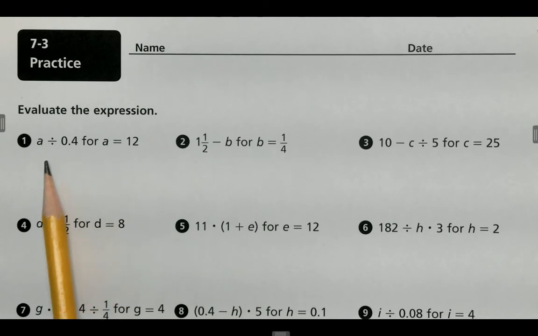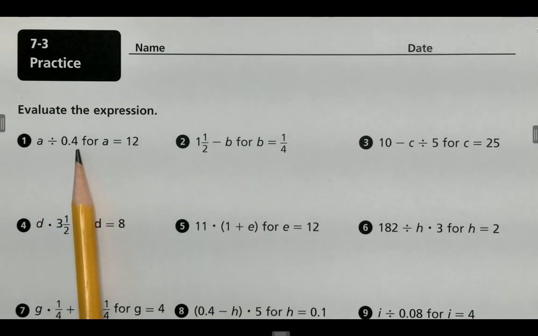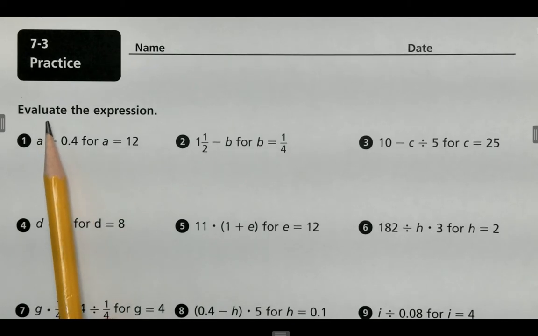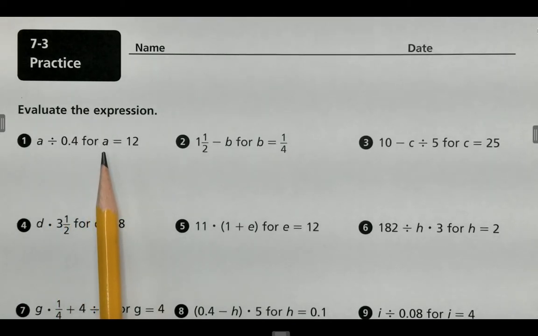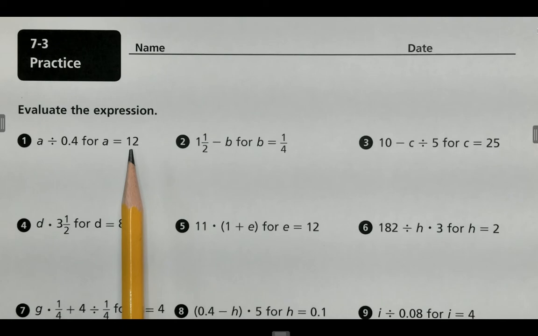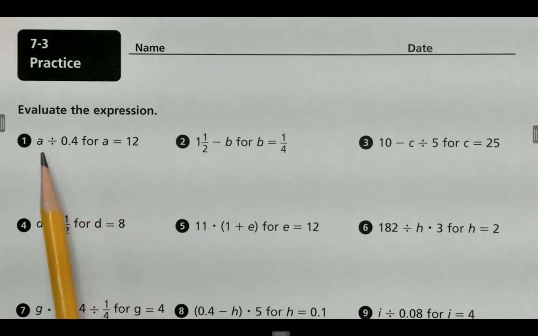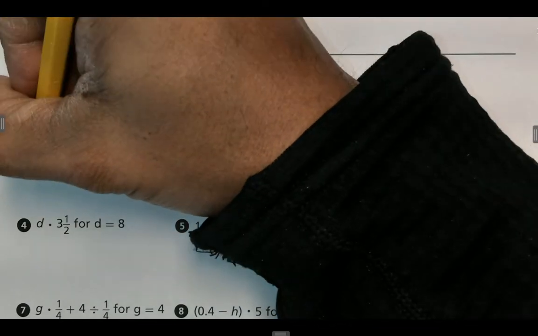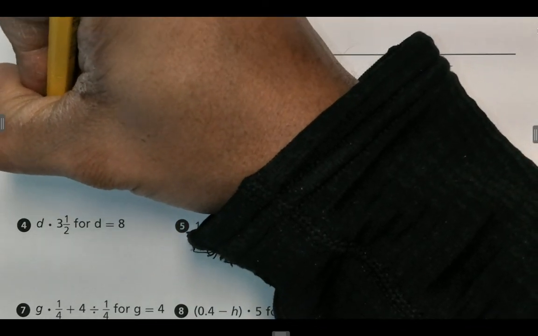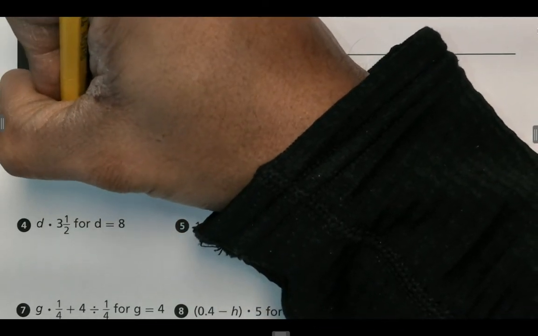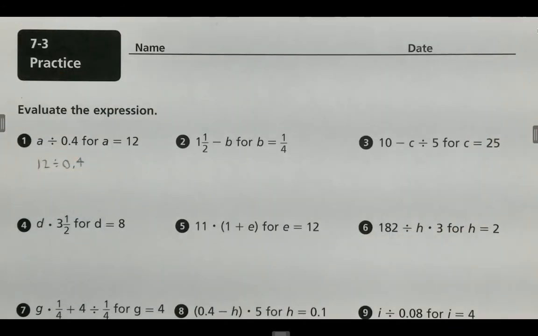Let's get started. In this first example, the expression is a divided by 4/10, and we're asked to evaluate or solve the expression for when a is equal to 12. So imagine that we're plugging in this value for where you see the variable. And now I'm going to rewrite the expression as 12 divided by 4/10.